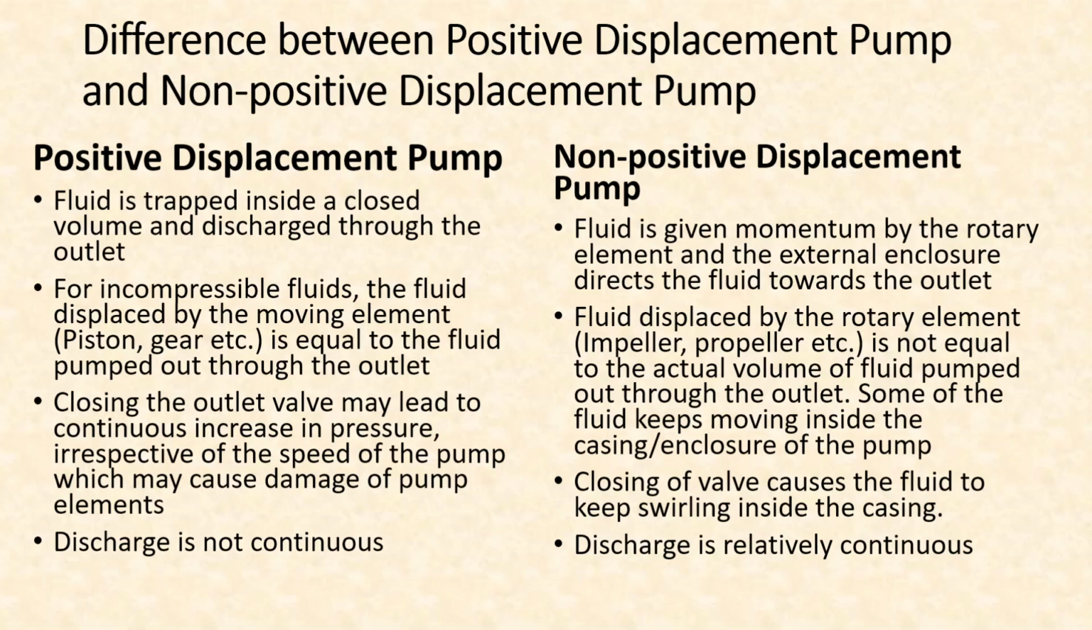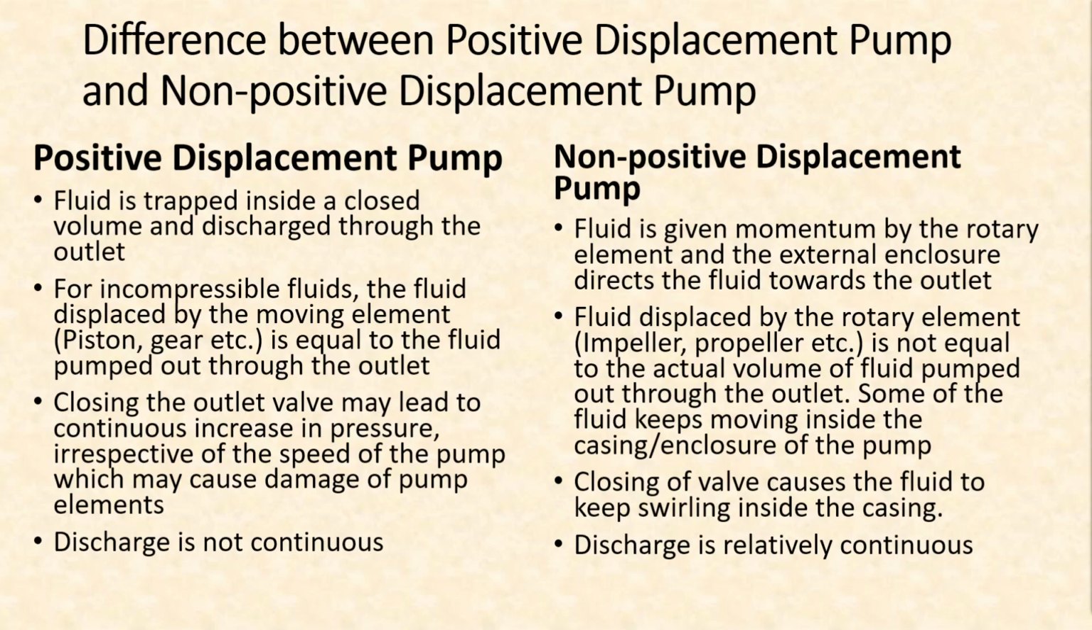So in conclusion, these are the various differences between the principles of positive displacement pump and non-positive or rotor dynamic pump. So the fluid is trapped inside a closed volume and discharged through the outlet in case of a positive displacement pump, and in case of a non-positive displacement or rotor dynamic pump, the fluid is given a momentum by the rotary element, that is the propeller or impeller, and then that directs the fluid towards the outlet.